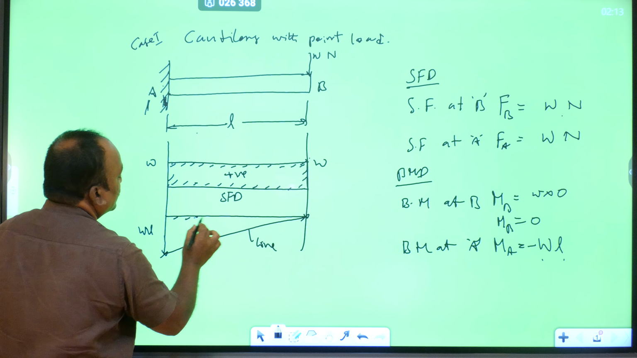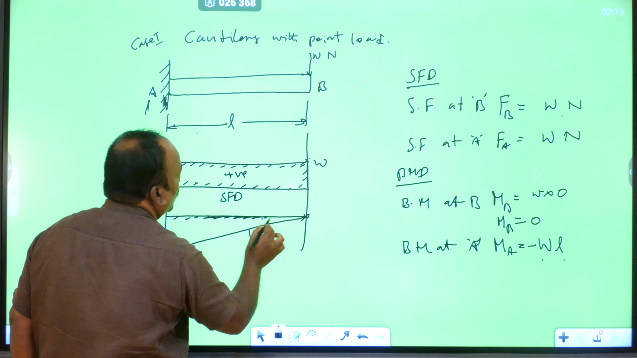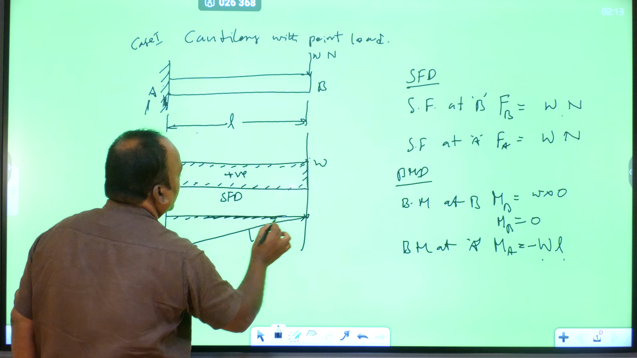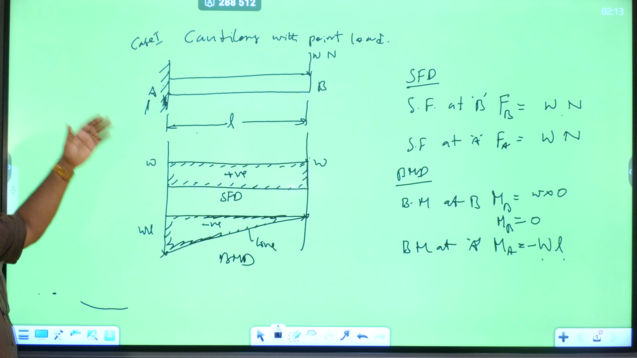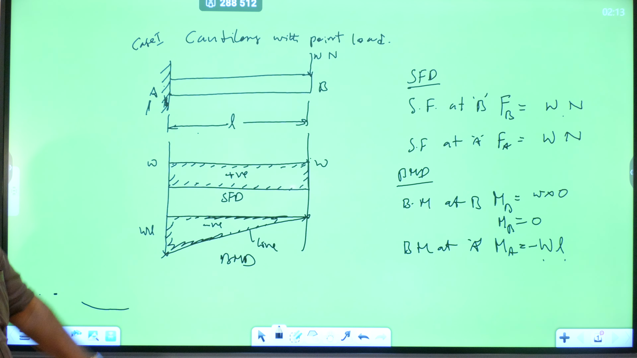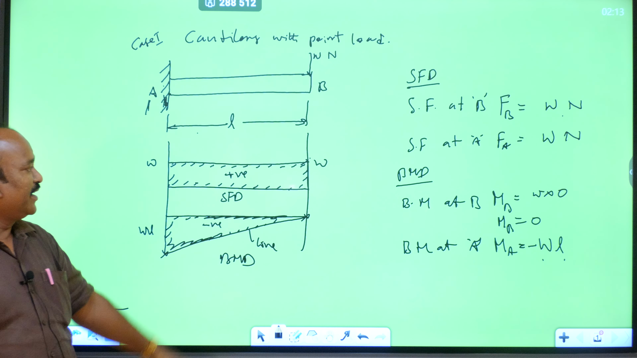Inside the border, draw the hatching lines and indicate the sign convention, which is negative, and indicate the diagram name BMD. So this is case 1, cantilever with point load, SFD and BM diagrams.